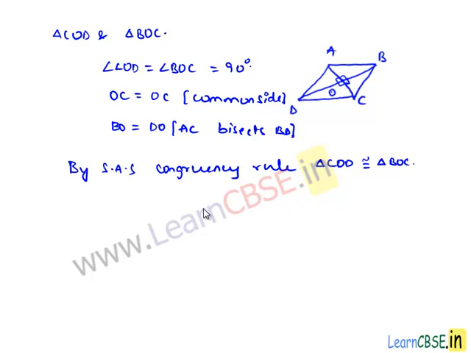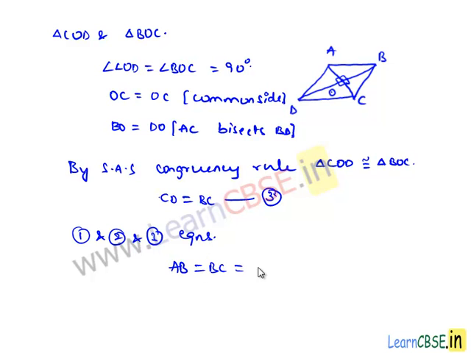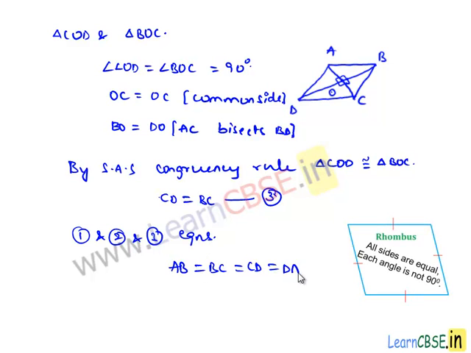Now when two triangles are congruent, we can say their corresponding sides and angles will be equal. So here the corresponding sides CD can be equated to BC. Let me name it as equation number 3. Now from equations 1, 2 and 3, we can say every side is equal to CD, and so we can say AB is equal to BC is equal to CD is equal to DA.